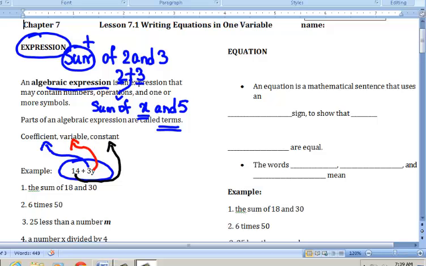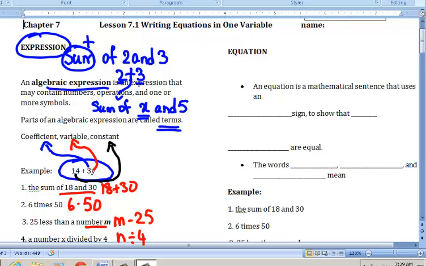And these are here some of the examples, sum of 18 and 30, so 18 plus 30, 6 times 50, so 6 times 50, 25 less than a number m, so m minus 25, and a number divided by 4, so n divided by 4. These were some of the expressions. Now let's go to equations.